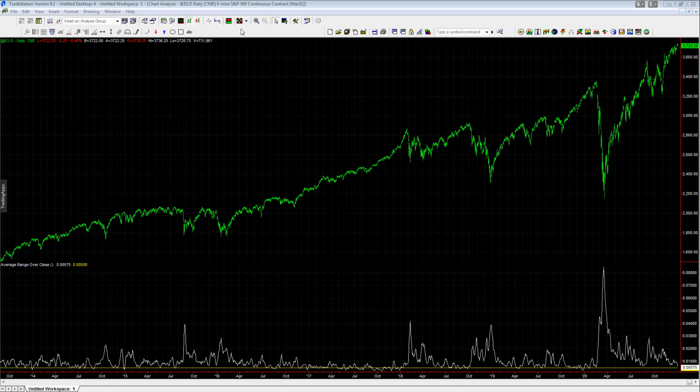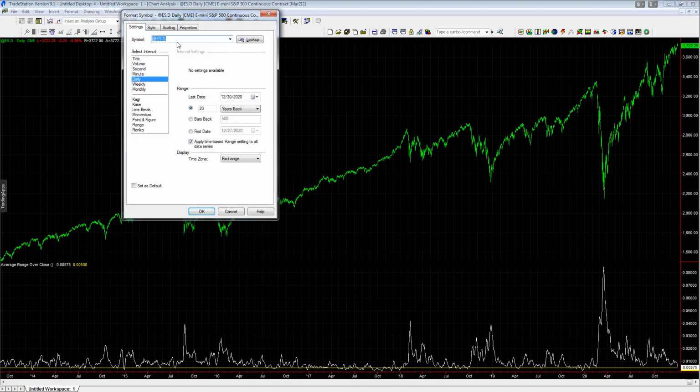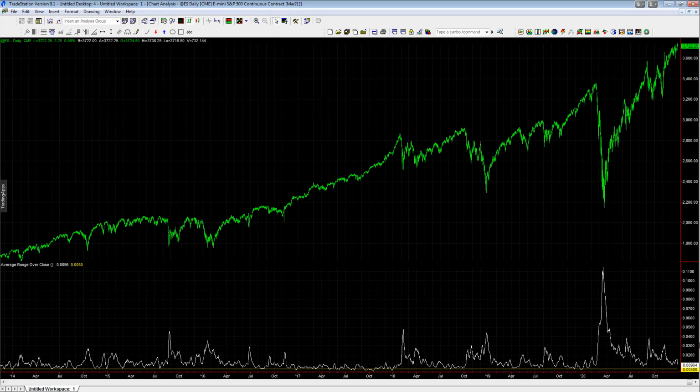Let's look at the @ES. So I'm going to format the symbol, and you can see that the range expands to 0.964%, almost 1%. So it's interesting, in the last 5 days, half the range is half during the day of what it is during its 24-hour session.